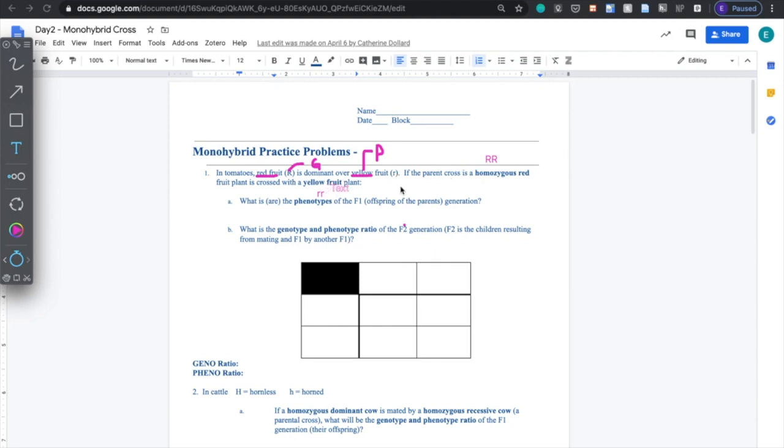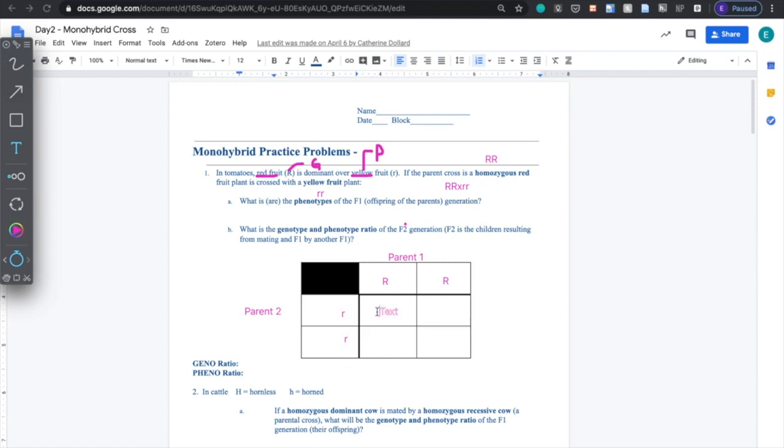So we have the parents. The parents are homozygous dominant by homozygous recessive. And it's asking what is the phenotypes of the F1, the offspring, right? Remember that F1 means offspring. So we're going to put one parent on the top and one parent on the side of our Punnett table. So parent 1 is up there at the top, two capital R's, and parent 2 is on the side, and it's going to be two lowercase r's, right? The Punnett table is just a tool for figuring this out.